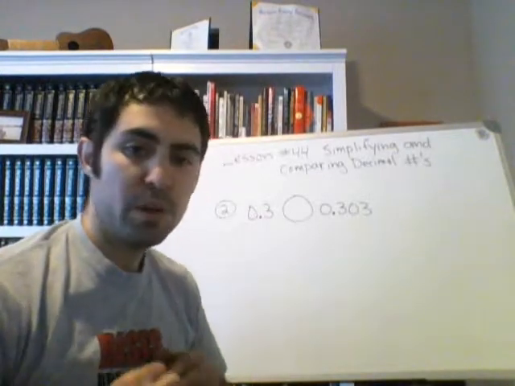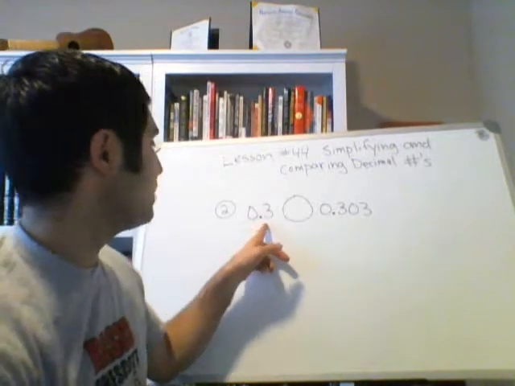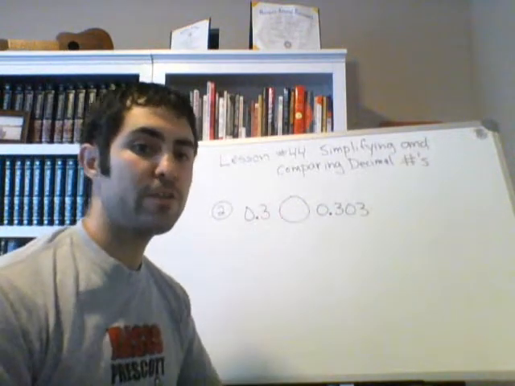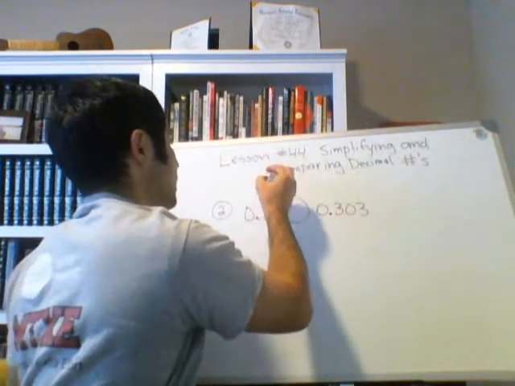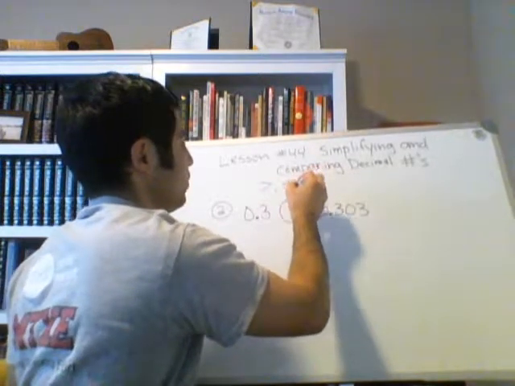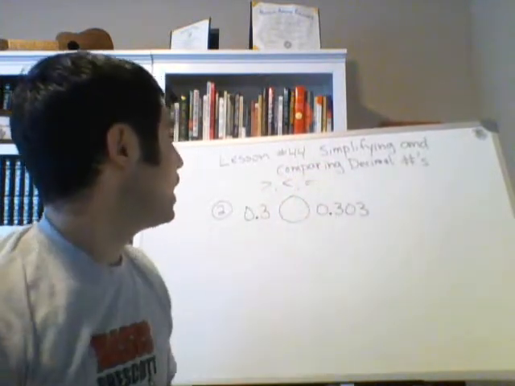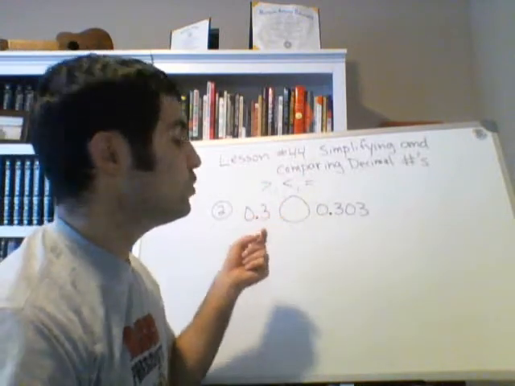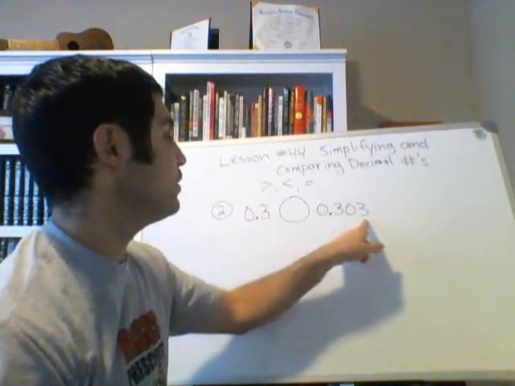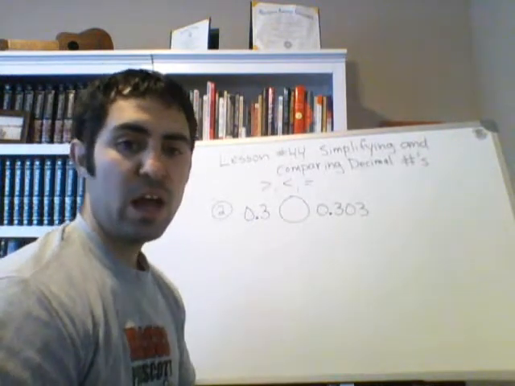Alright, example number 2. Here we have 3/10, and this is not a 0. That's just a circle where you're going to put either greater than, less than, or equal to. You're going to put one of those signs in there. So you're basically comparing what's bigger, 3/10 or 303 thousandths.